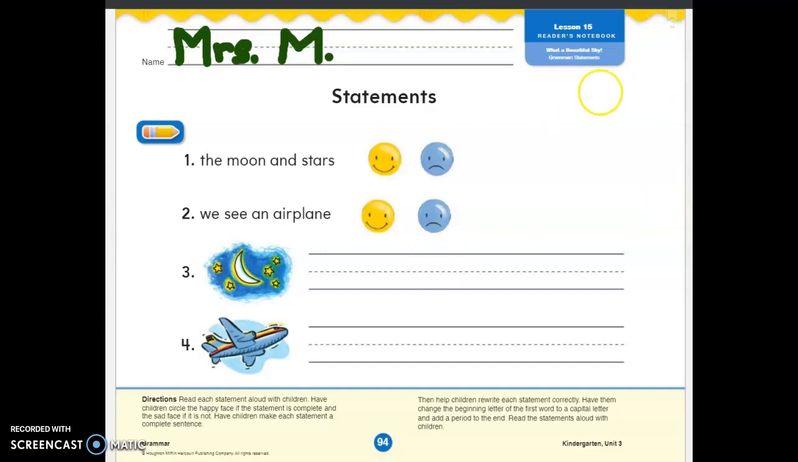All right, let's read this first one. We all know this word says the. And know that OO says ooh. So this says ooh, moon. The moon. And AR says R. So st. Right? We have that blend. St. R. Stars. The moon and stars. Now what is missing? Is that correct or not correct? It is not correct. So we are going to circle the sad face because it is not correct.